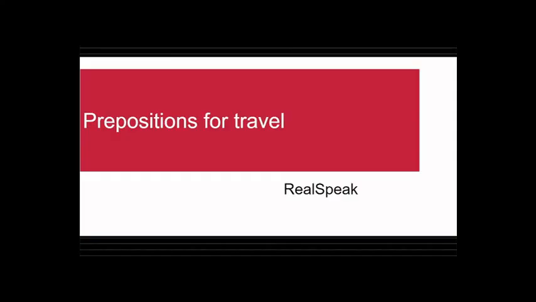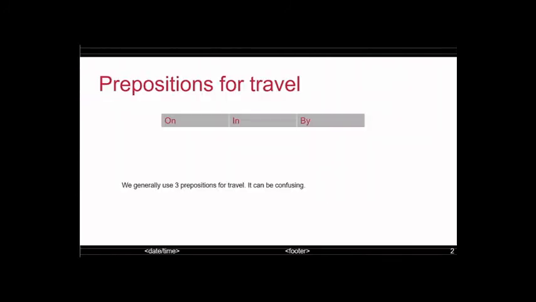Hello, it's Andrew from RealSpeak here, and today we're going to look at prepositions for travel. The prepositions for travel in English we're going to look at today are on, in, and by. It's only three prepositions, but this can be quite confusing for learners of English.